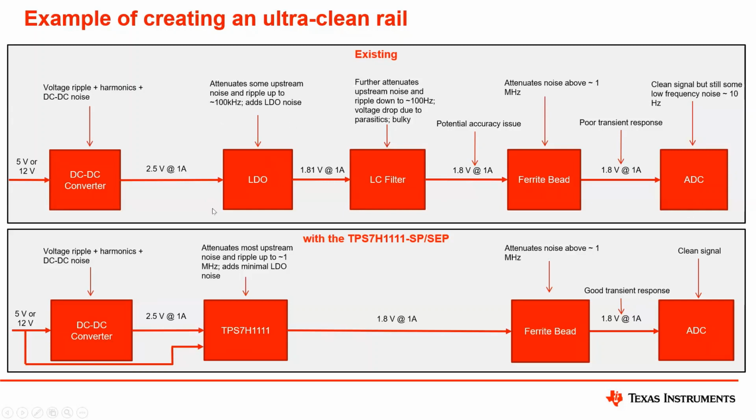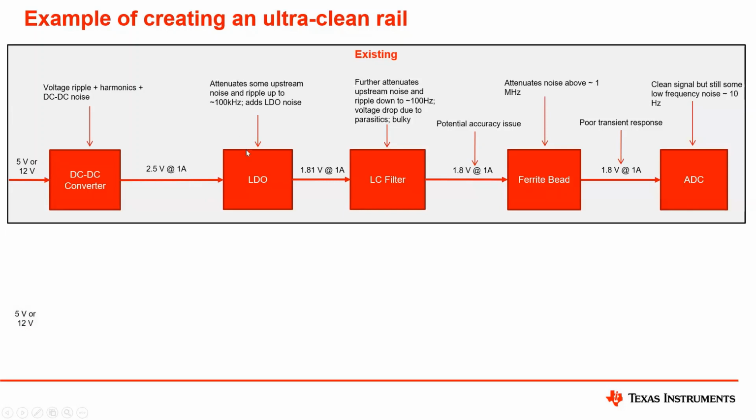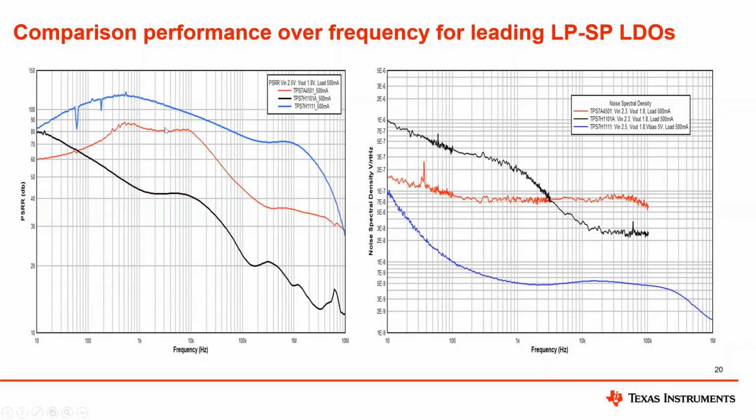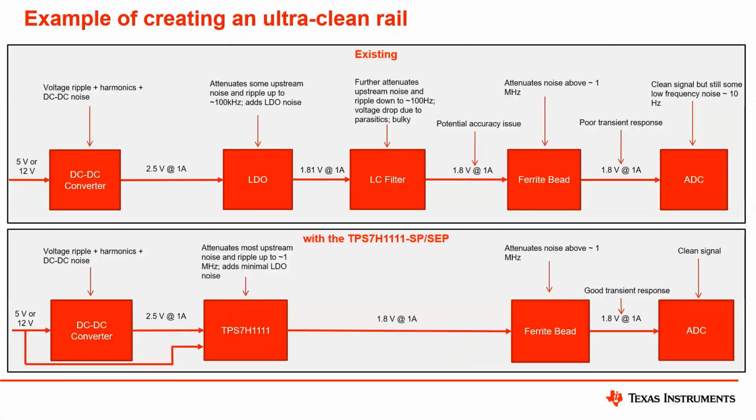A lot of the LDOs today, at least looking at our devices, have a far steeper dropoff in PSRR at the higher frequency range. And this is where the 7H1111 will help eliminate the need for a lot of LC filters or PI filters, saving you, the designer, a lot of board space.